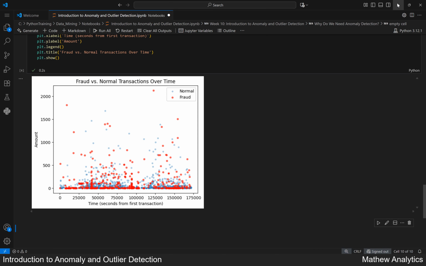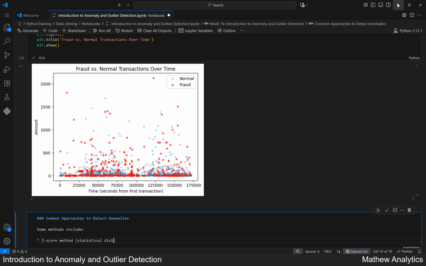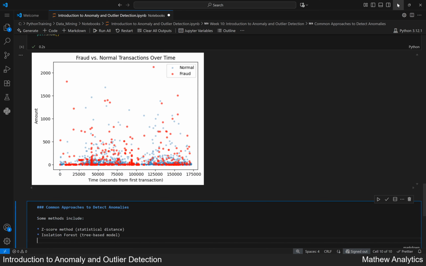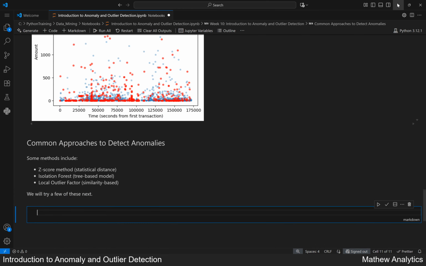There are several ways to detect if something is an outlier. Common approaches to detect anomalies. Some methods include Z-score method, statistical distance. Isolation forest, tree-based model. Local outlier factor, similarity-based. We will try a few of these next. Running the cell now. Which method name sounds the most interesting to you?